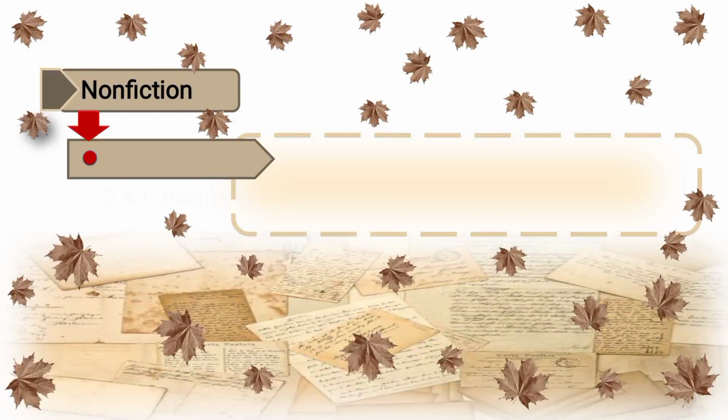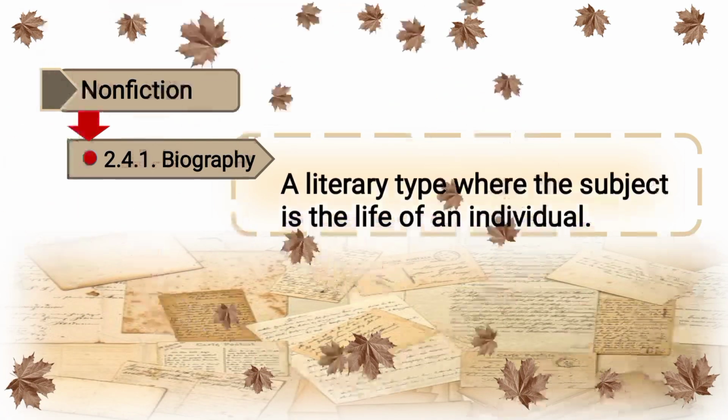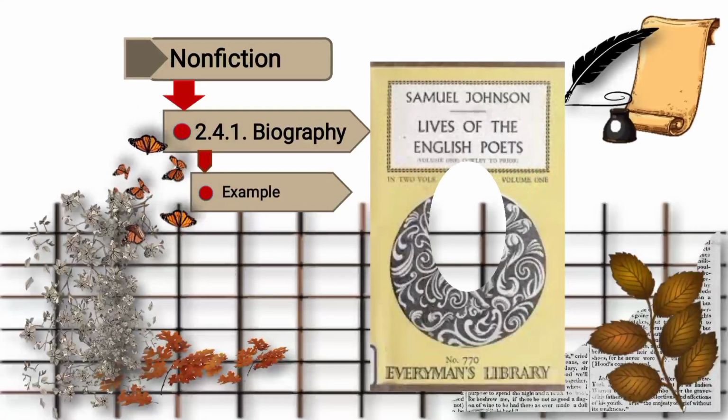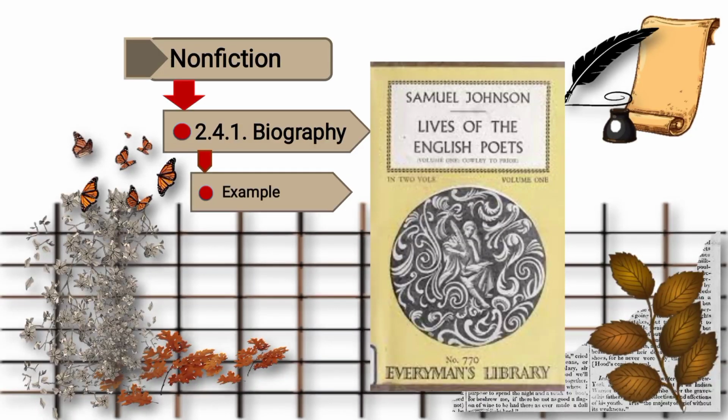First, we have the biography. It is a literary type where the subject is the life of an individual. This form includes autobiography, in which the author recounts his or her own history. The example of this is the Lives of the English Poets by Samuel Johnson.